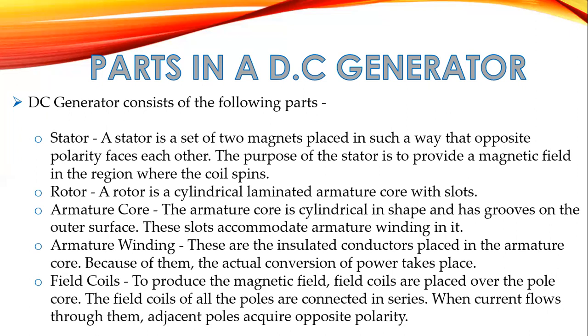Field coils. To produce the magnetic field, field coils are placed over the pole core. The field coils of all the poles are connected in series. When current flows through them, adjacent poles acquire opposite polarity.